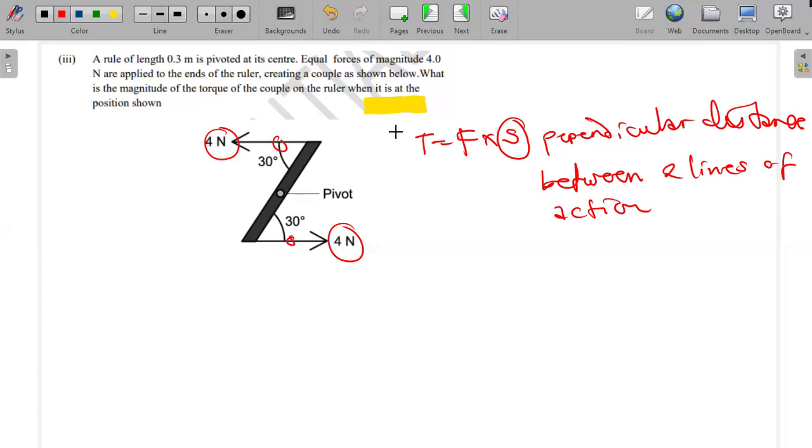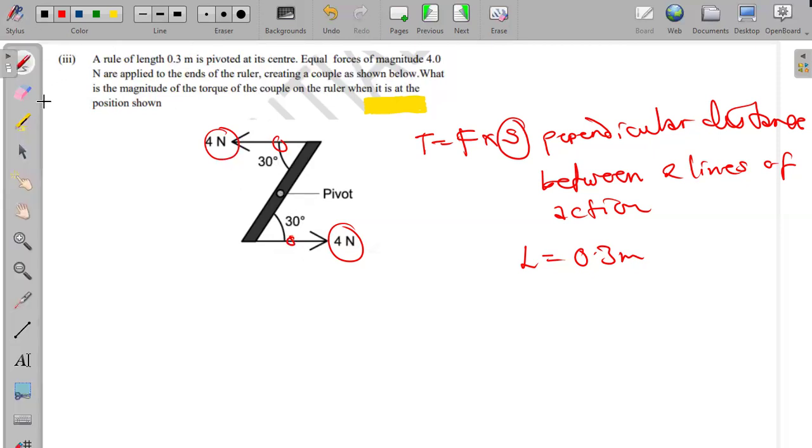So we've been given that the length of the ruler is 0.3 meters, which is pivoted at the center. If you look at this ruler, it is not giving us the perpendicular distance between the two forces acting on it. So what are we going to do? We are supposed to calculate the perpendicular distance between the two forces, or the two lines of action.